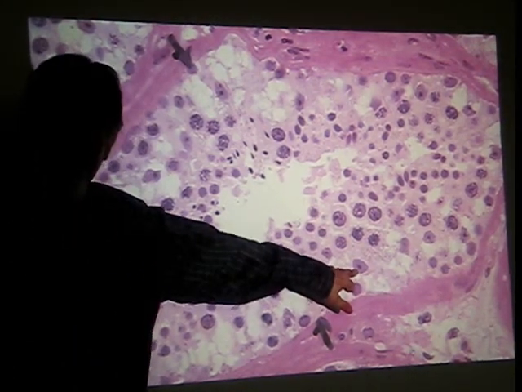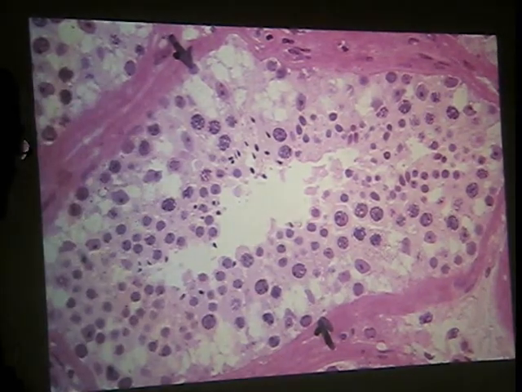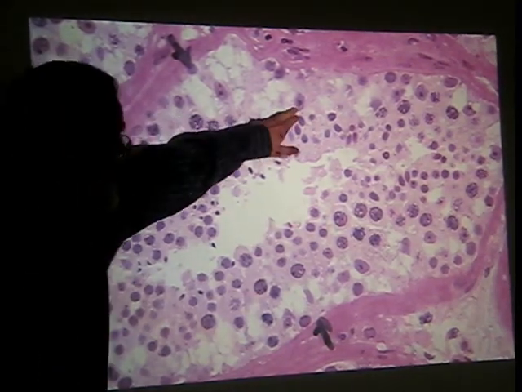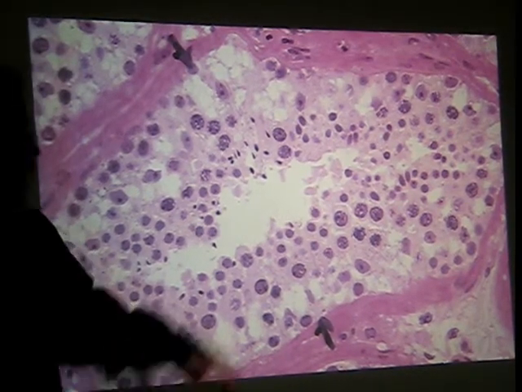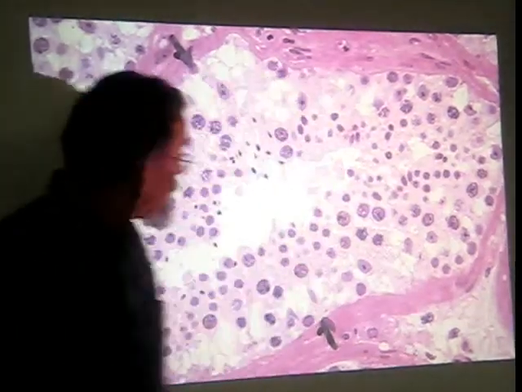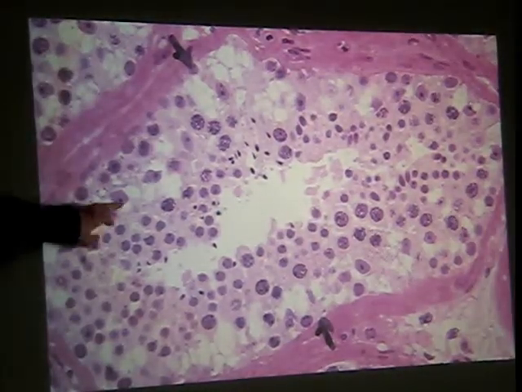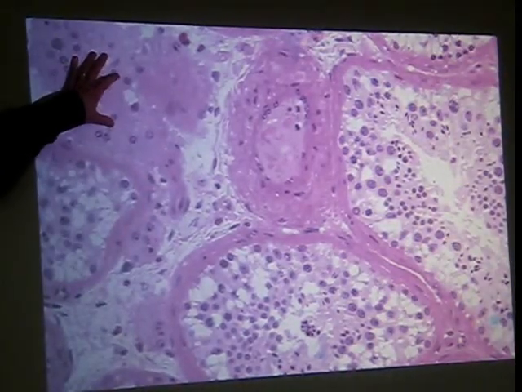Nice example of a Sertoli cell. Here's one also. We don't see the nucleus. There's one. There's one. And actually, I should say Sertoli cell nuclei, right? Bam, bam. All right? Right there. Another one right here. Interstitial cells.